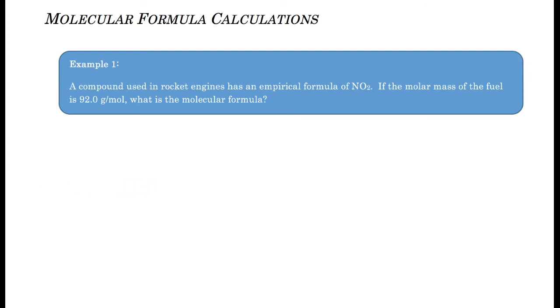Okay, in this example we have a compound used in rocket engines. It has an empirical formula of NO2. So we know that whatever this compound is has the ratio. Okay, so we're looking for what the actual formula is. But we know that the empirical formula is going to have a ratio of 1 nitrogen to 2 oxygens. So this formula could be N2O4, N3O6, very similar to that carbon-hydrogen one I just did. So if the molar mass of the fuel is 92, so this is the actual molar mass of the fuel that they figured out, what is the molecular formula?